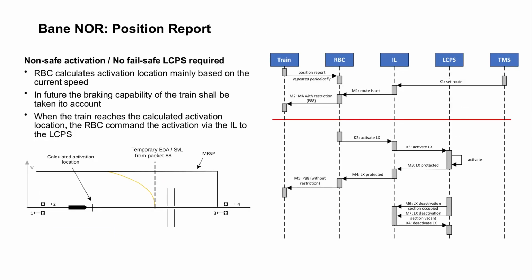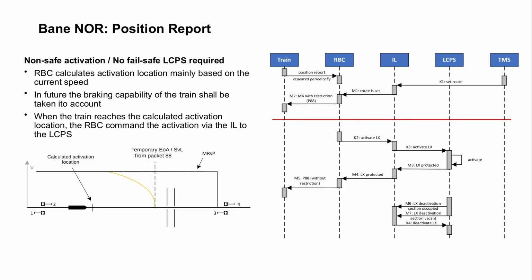At Bane NOR in Norway, as in Denmark, all LCPSs are non-fail-safe. For the ETCS-based activation, the position reports are evaluated. When the RBC detects, based on the position reports, that the train has reached a certain location, the LCPS activates. To adjust the activation location to the braking curve of the train, the location is calculated based on the current speed of the train. In future, it's planned to take the actual braking capabilities of the train into account. The TMS commands the interlocking to set the route over the level crossing. The interlocking sets the route and reports this to the RBC, so the RBC can send an MA with a restriction from packet 88 to the train.